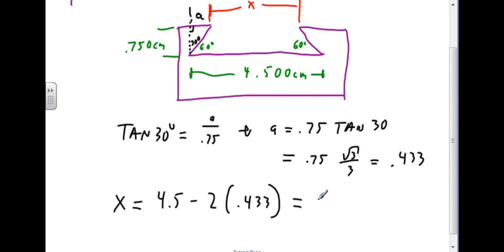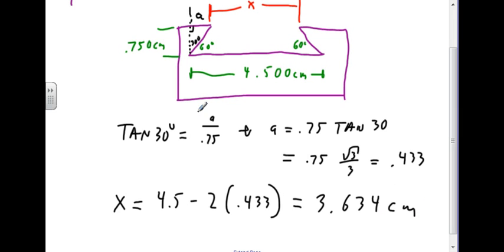4.5 minus 2 times the answer, 3.634. 3.634 centimeters. Okay? But we did have to make an assumption.